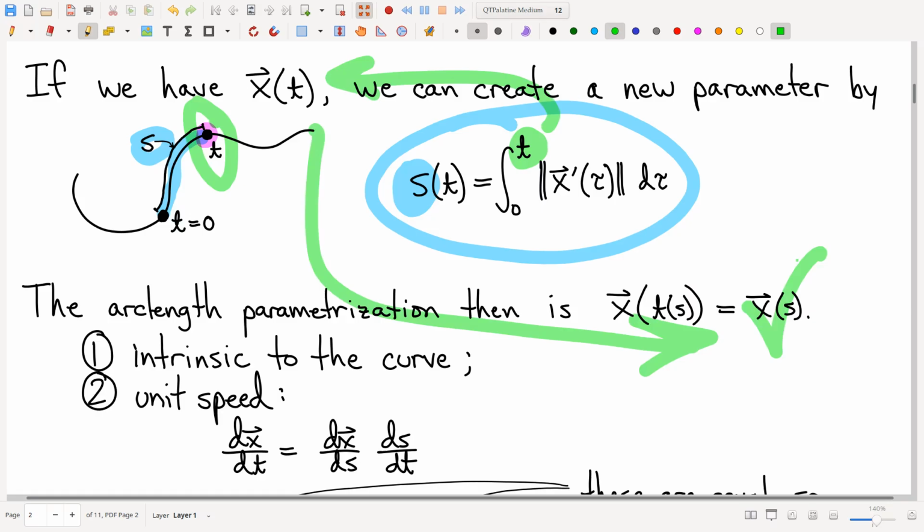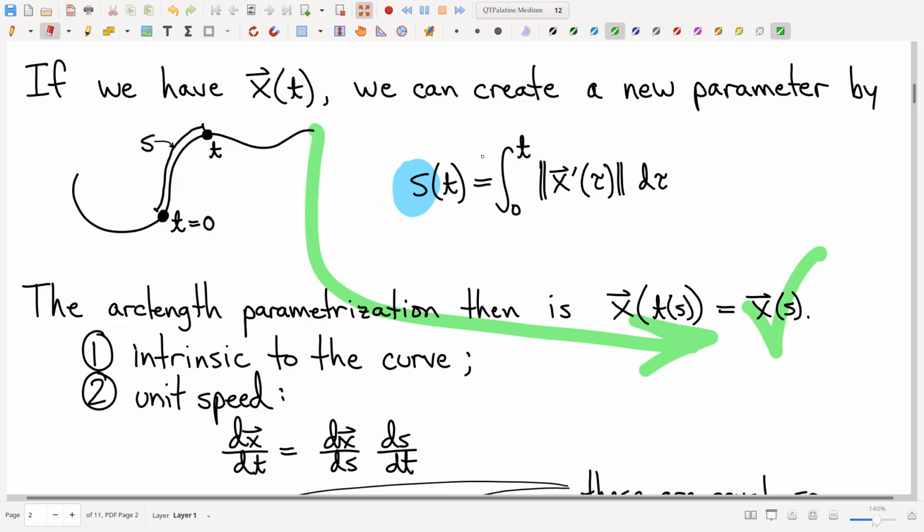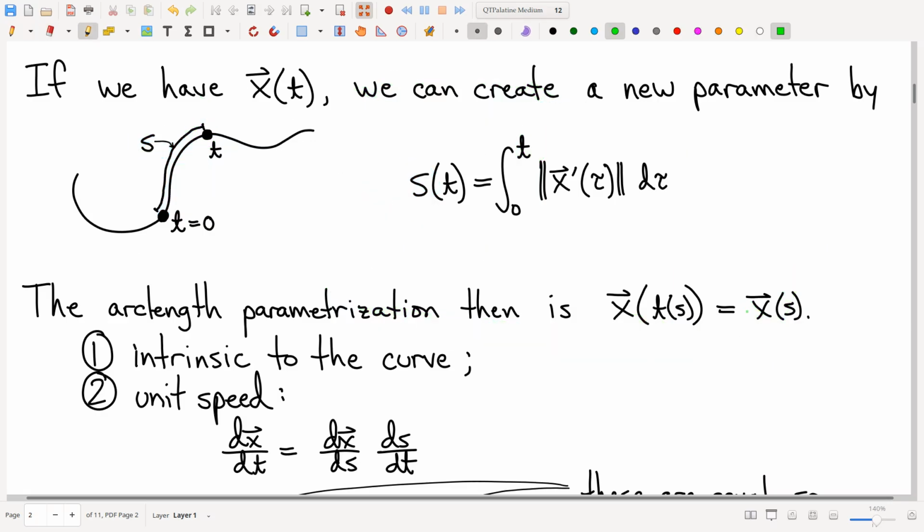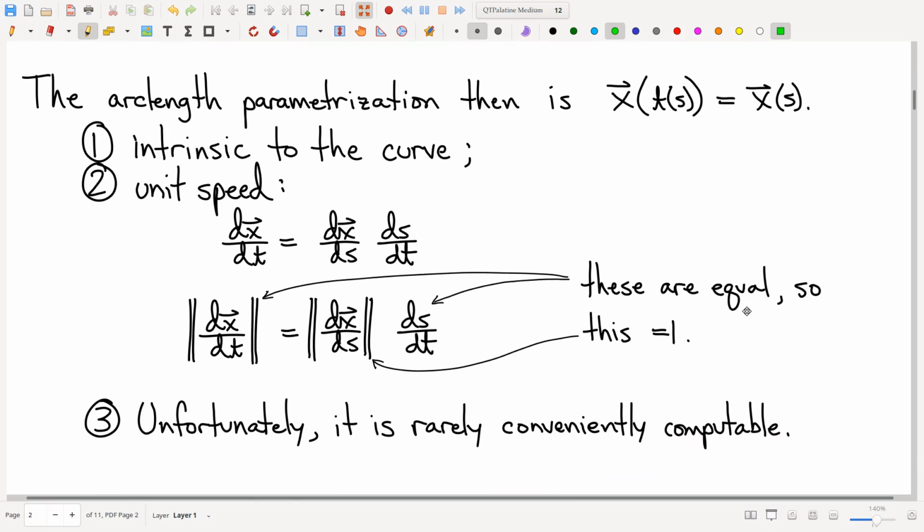And again, algebraically, this is a pain because look at these integrals. This integral has an integral of a magnitude, so that's going to be an integral of a square root. This is going to be an ugly integral. Very often in practice, you can't do this analytically, and that's a bummer. But there are some pretty nice things that happen if you either can do it or if you just start from the premise that your parameterization should be the arc length parameterization.